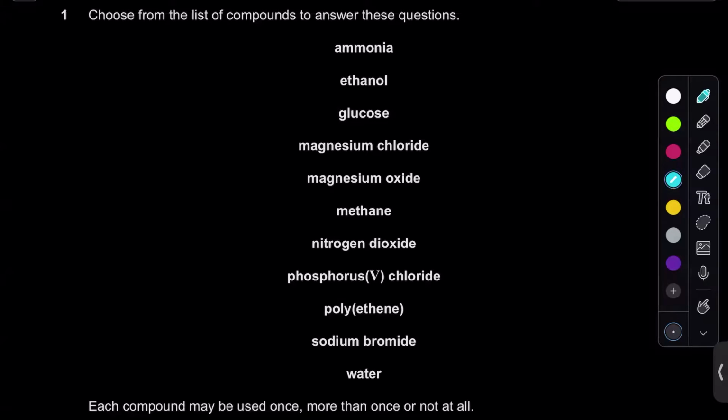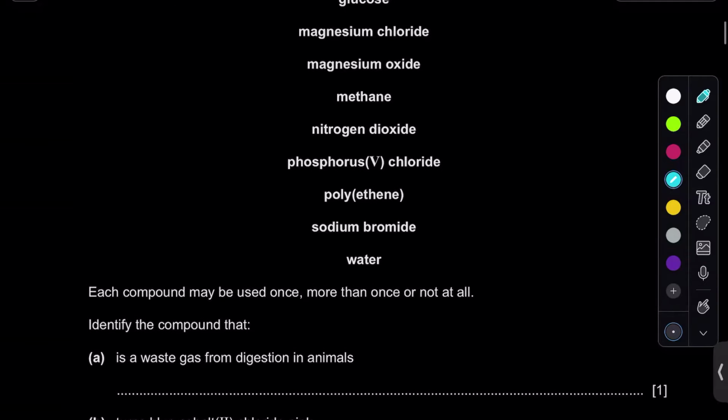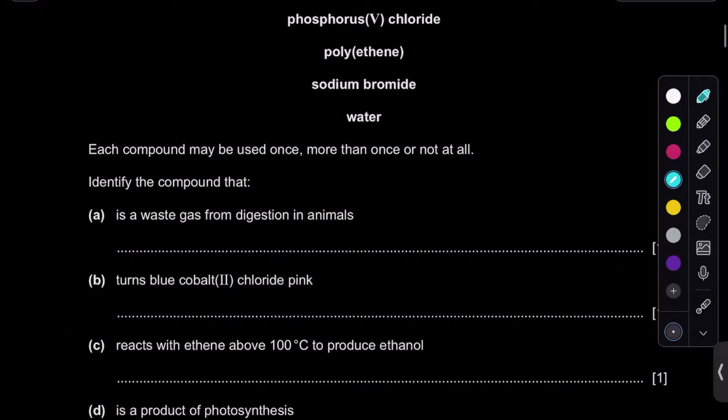And again, as I said to you earlier, when they say choose from this, not only will you choose these things, but you will also write them exactly the way they have told you. So no need to like write formulas or anything. जो उन्होंने बोला है वहीं से वैसे ही उठाएंगे उसे. It's a waste gas for digestion in animals. So that is methane. And that's a pretty straightforward thing. Methane. So we'll simply write that here.